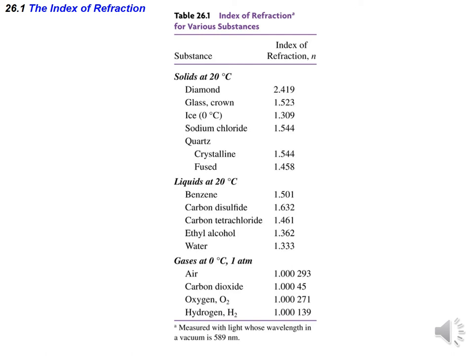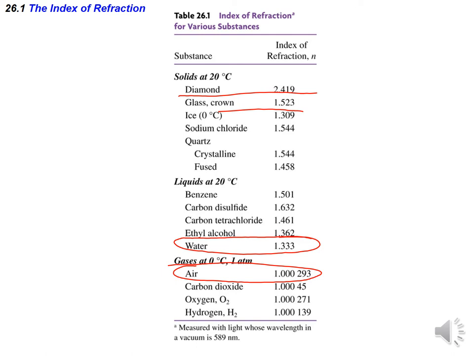Illustrated here is the table showing the index of refraction for various substances. For diamond, that is 2.42. For glass, we have this given. Then for air, that's 1. And for water, we have 1.33. Those are the common substances that we will be using in some of our problems. Again, for water, that's 1.33. For air, that's 1.0.